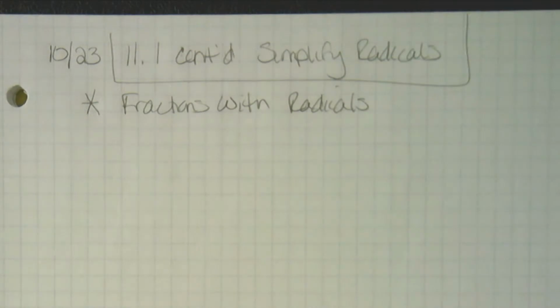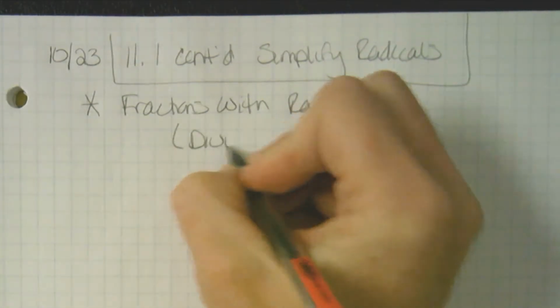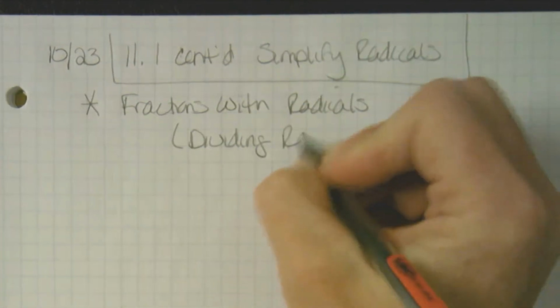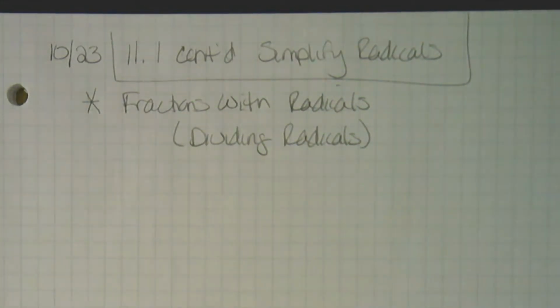Yesterday we talked about when we are multiplying radicals. This really is when we are dividing radicals. That's really what fractions are, is when we're dividing radicals. All right, you guys cool so far?